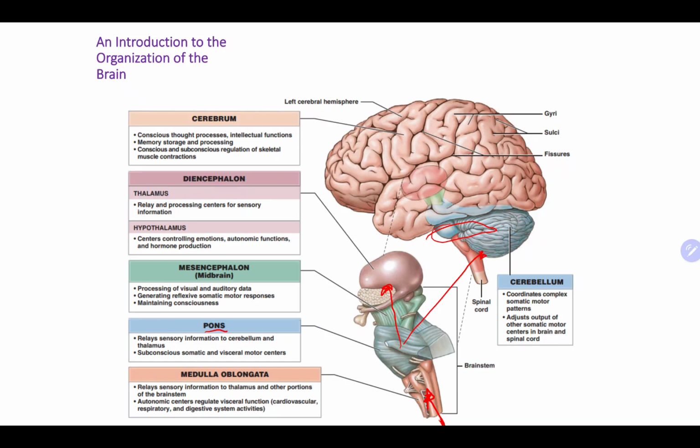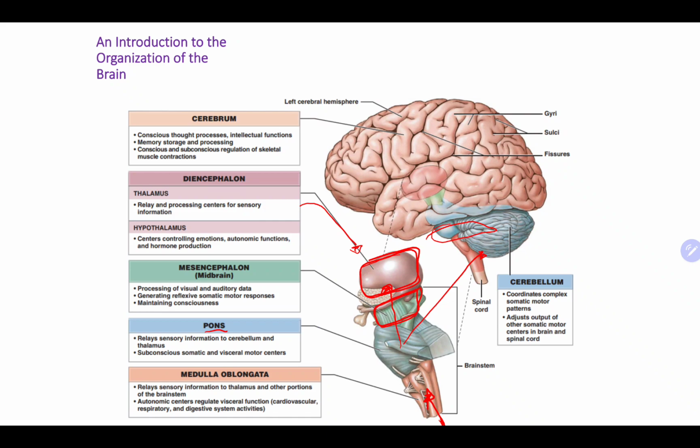We also have the mesencephalon. That's going to be able to provide processes for visual and auditory data. The mesencephalon, that midbrain. And then we have the diencephalon. That's going to contain your thalamus, your epithalamus, your hypothalamus, and we're going to have the two thalamus right here in that region. And that's going to be able to relay and process sensory information.